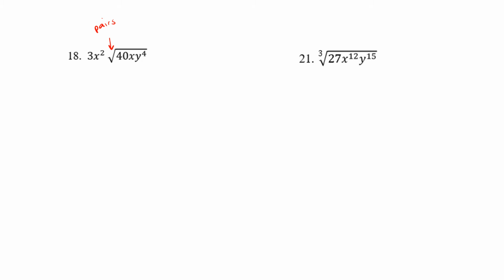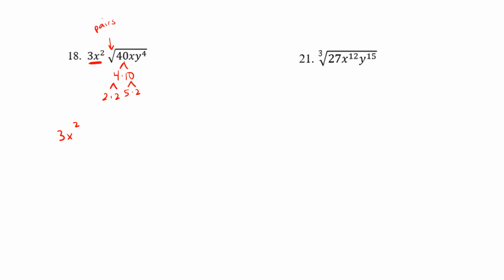The first thing I want to do is this 3x squared. It's out in front, so let's just keep it out in front. Don't forget about it, right? Hold on, let me move that down a bit. Now what we want to do is deal with this 40. So break the 40 down. That's 4 times 10. 10 becomes 5 times 2. We break it down until we find pairs. There's no pairs. Break down the 4 into 2 times 2.